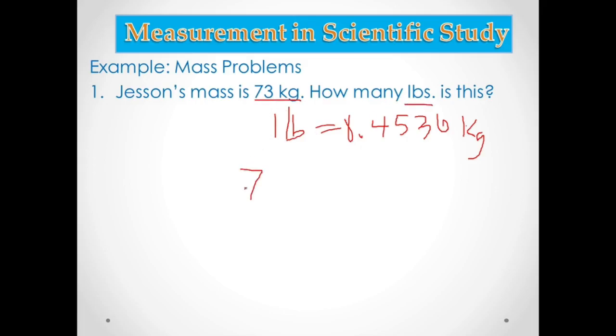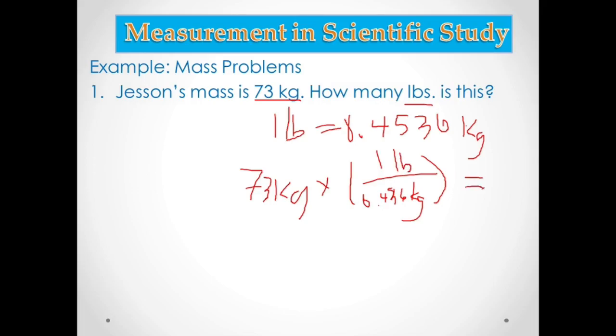So that means you have 73 kilograms. You multiply it with your conversion factor. Your kilograms should be at the denominator. That would be 0.4536 kilograms to 1 pound. So cancel out the units. Then you have 73 times 1 divided by 0.4536. That is actually 161 pounds. So this is now the correct answer.